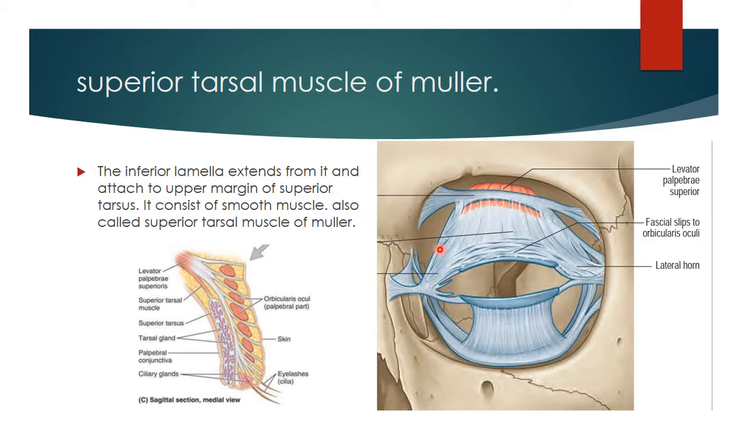Now in this diagram you can see how the levator palpebrae superioris changes into aponeurosis and gets attached on the superior tarsal plate, while the inferior lamella which extends from it is attached to the upper margin of the superior tarsus, and this is also called superior tarsal muscle of Muller, and actually it is not a skeletal muscle but it consists of smooth muscle fibers.